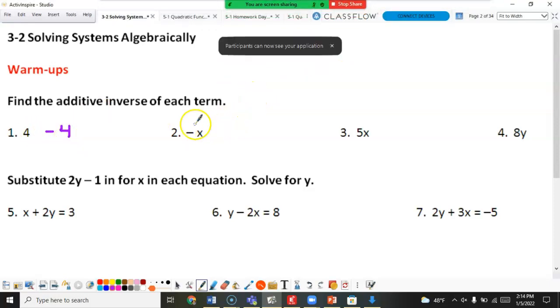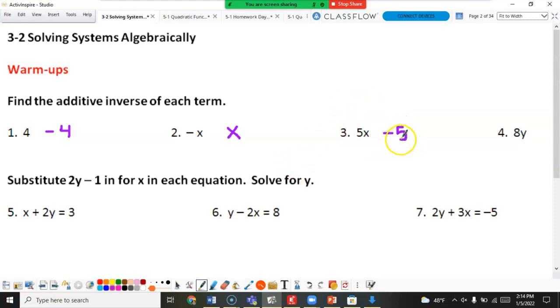The additive inverse of -x is x. The additive inverse of 5x is -5x. And the additive inverse of 8y is -8y. So again, the additive inverse is a fancy way of saying the opposite.